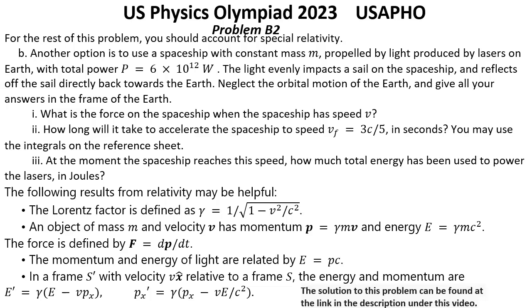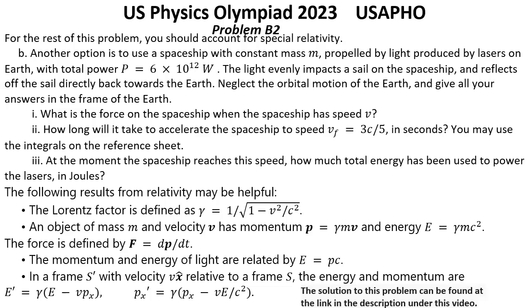Question 1. What is the force on the spaceship when the spaceship has speed v? Question 2. How long will it take to accelerate the spaceship to speed vf equal 3c over 5 in seconds? You may use the integrals on the reference sheet. Question 3. At the moment the spaceship reaches this speed, how much total energy has been used to power the lasers in joules? The following results from relativity may be helpful.